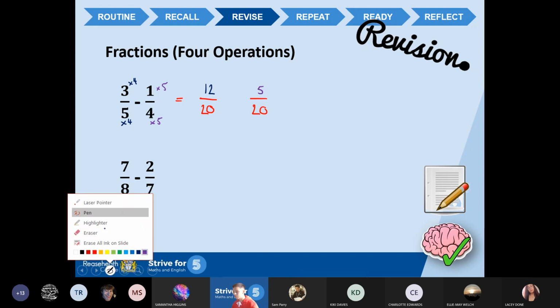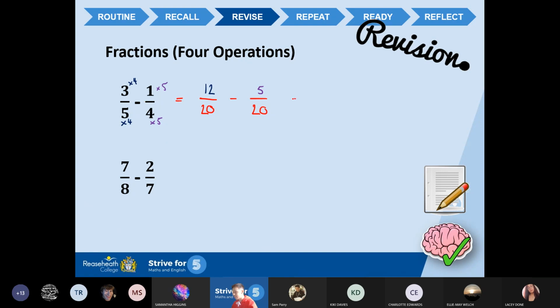And what we're doing in this question, we are subtracting. Really important to remember that we're taking away. So once again, keep the bottom number the same. It's going to be over 20. 12 take away 5 is 7. 7/20.